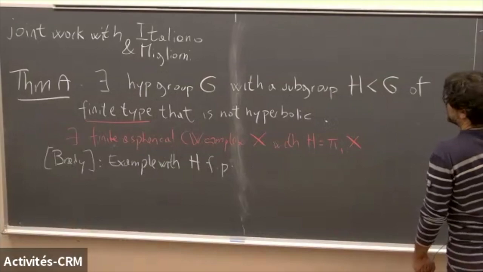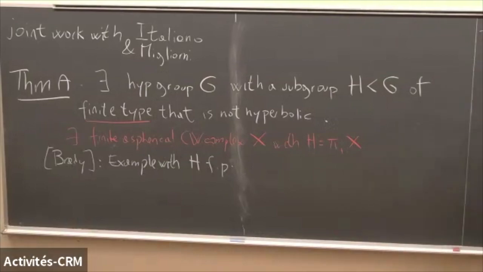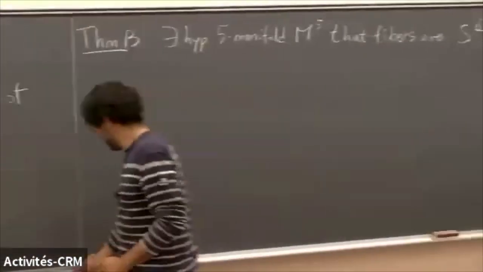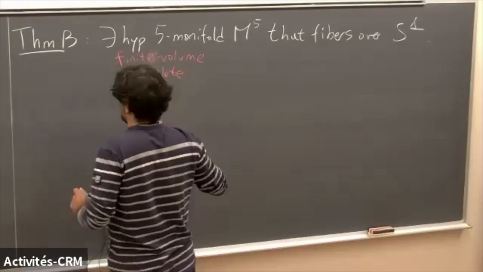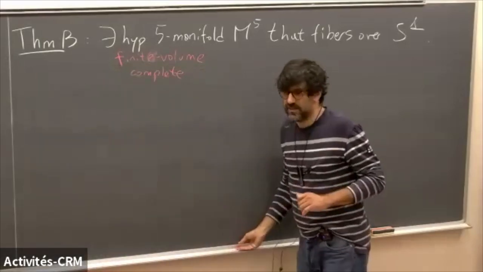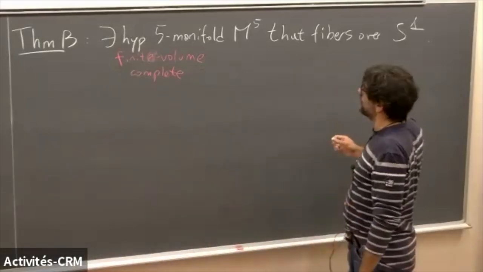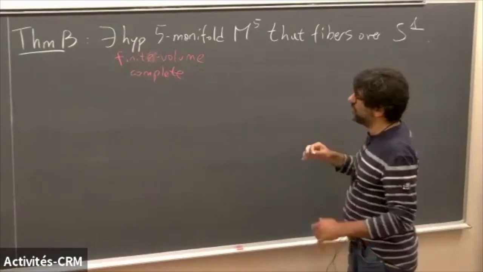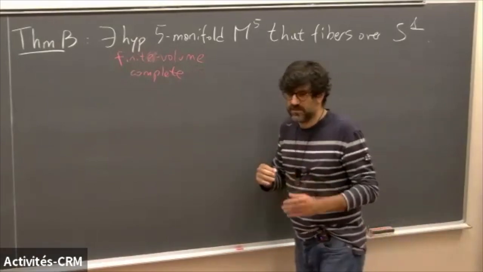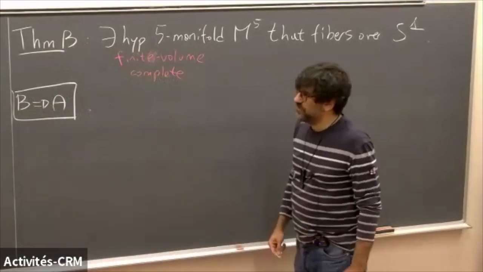Theorem B. So there exists a hyperbolic manifold that fibers over the circle. Here, when I say hyperbolic, I always mean finite volume and complete. Okay, these assumptions will always be there. And so how can you go from B to A?